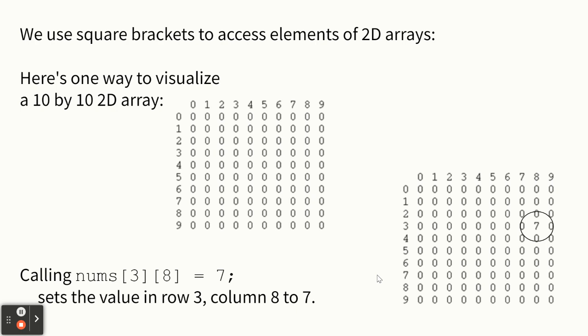We use square brackets to access locations, just like with a regular array, except you have two of them. Here's a 10 by 10 int array. I just created it. And now if I make this call, nums[3][8] = 7, it's going to set that spot to 7. I have little numbers on the outside so you can see. It's 0, 1, 2, 3, row 3. Remember, it's really the fourth row. And we're going all the way over to the 8th item, which is right there. Questions?